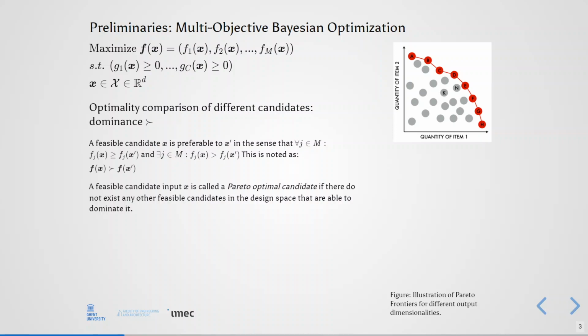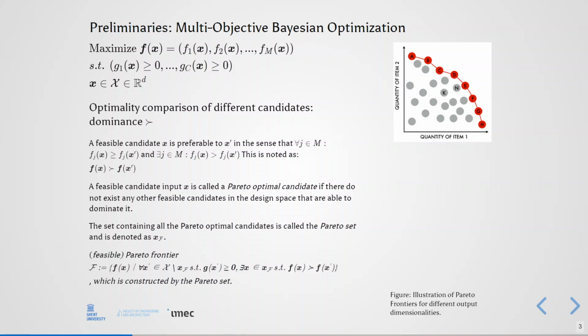A feasible candidate input x is called a Pareto optimal candidate if there do not exist any other feasible candidates in the design space that are able to dominate it. The set containing all the Pareto optimal candidates is called the Pareto set and is denoted as X of F. The goal of multi-objective Bayesian optimization is to quickly identify the feasible Pareto frontier, which is constructed by the Pareto set. On the right-hand side, we show a discrete Pareto frontier on a two-objective optimization problem.